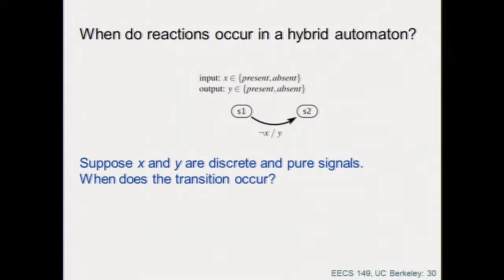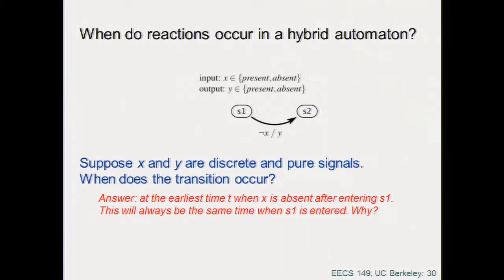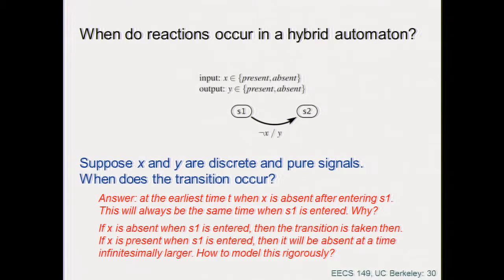So now suppose x and y are discrete and pure signals. When does this transition occur? At this point, since you have the advancement of time embedded in the model, then you can say that the earliest time t when x is absent after entering S1 is the same time when S1 is entered. You can, as an exercise, decide why this is the case. If x is absent when S1 is entered, then the transition is taken at that time. If x is present when S1 is entered, then it will be absent at a time infinitesimally later. And so by introducing the notion of time, you can make that contradiction we had when everything was discrete go away, if you want to, right? Because these are more physical phenomena, by introducing these delays. Essentially what you are doing is introducing the concept of a delay.